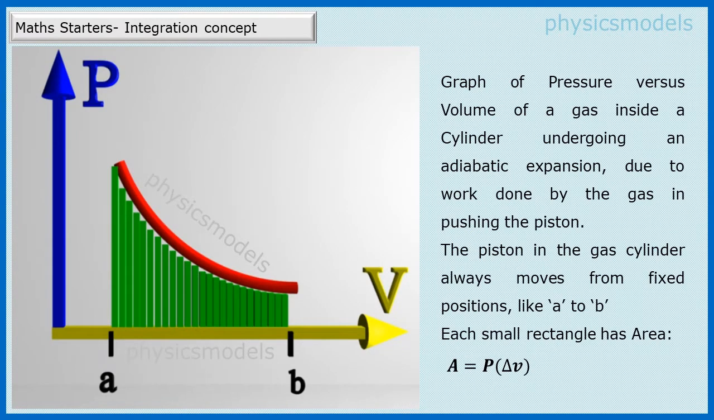Here we look at the graph of p versus v, which is a hyperbolic curve, and we draw many thin rectangles from the initial position of the piston, which is A, to the final position of the piston, which is B. While the piston position is A and B, the real values of interest are the volume at A and the volume at B, the volume of the gas. The pressure versus volume is the red graph, which is clearly shown, and the rectangles are also clearly shown. So each small rectangle will have the area P into delta V.